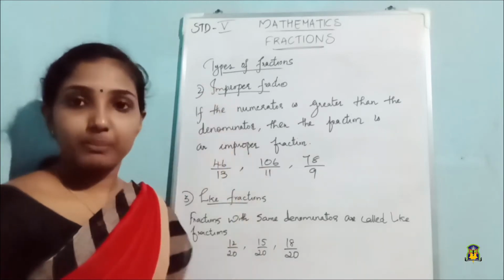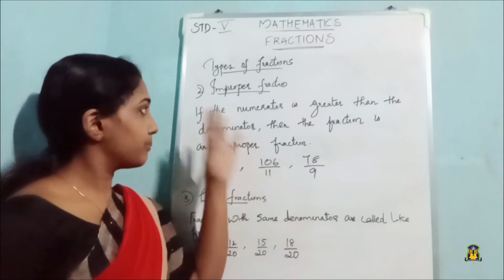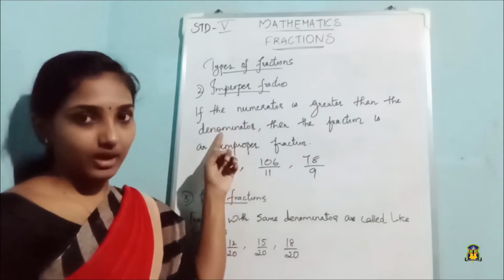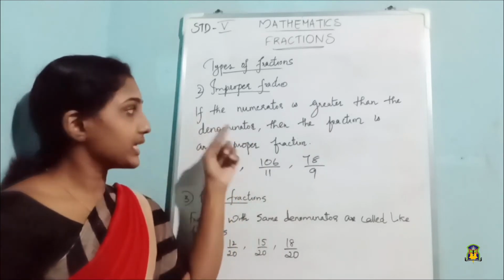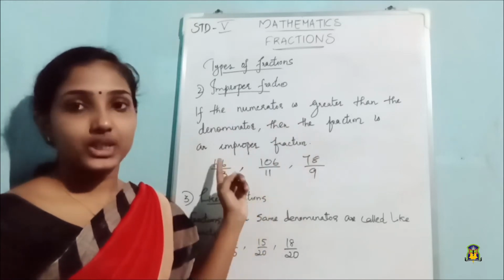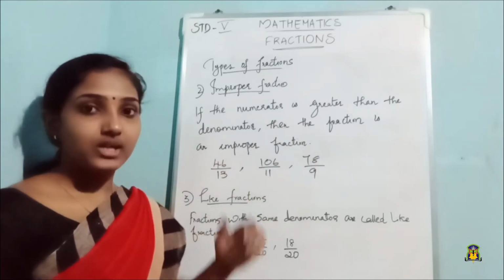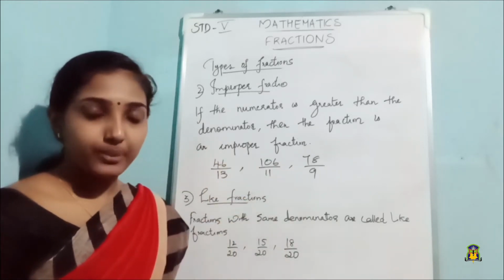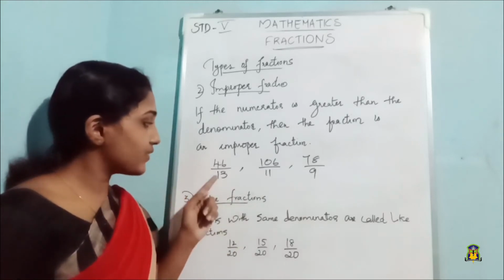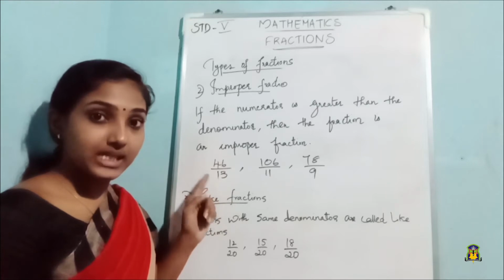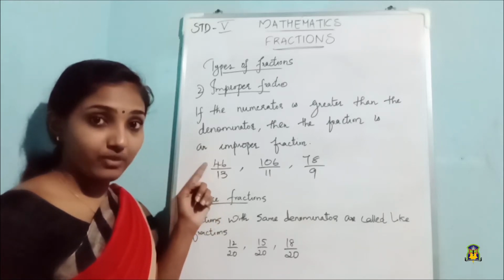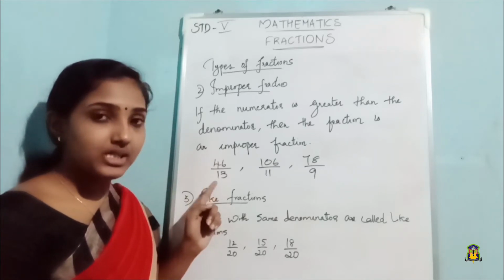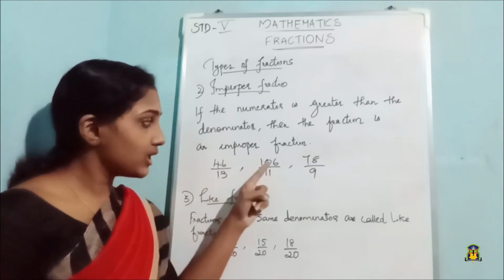Moving on to the next type, the improper fraction. What is an improper fraction? If the numerator is greater than the denominator, then the fraction is called an improper fraction. See here, it is 46/13. The numerator is 46 and the denominator is 13. So the numerator is greater than the denominator, and it is an improper fraction.